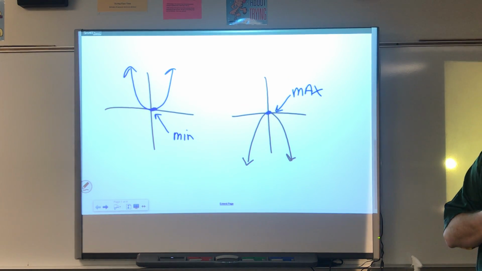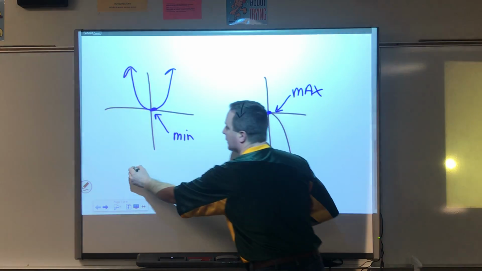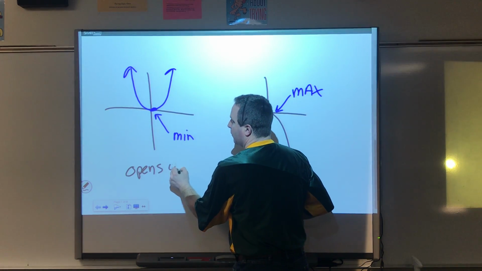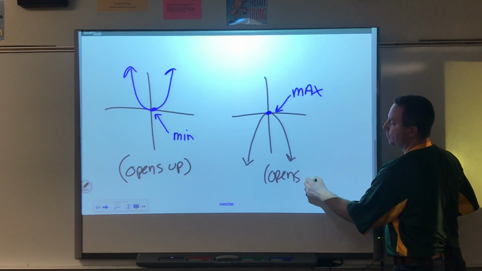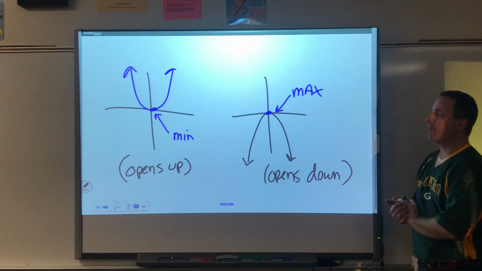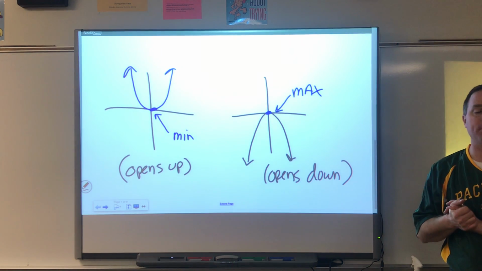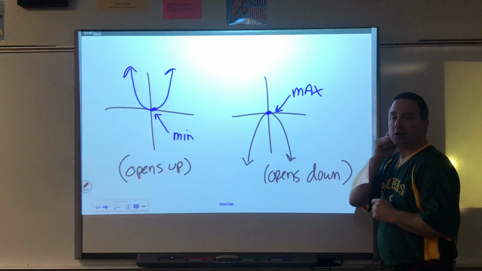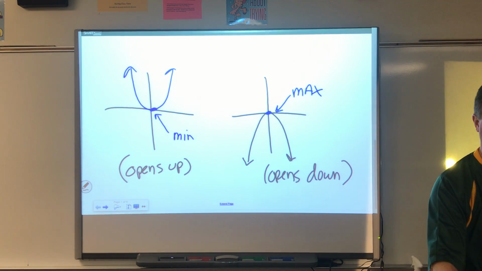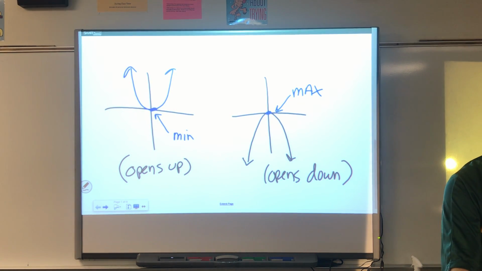But again, if it opens up, we'll write this here. If it opens up, it's going to have a minimum. And if it opens down, it's going to have a maximum. Two really important words. And that maximum and minimum point are going to occur at the vertex. All right. Let's take a look at the graph here.